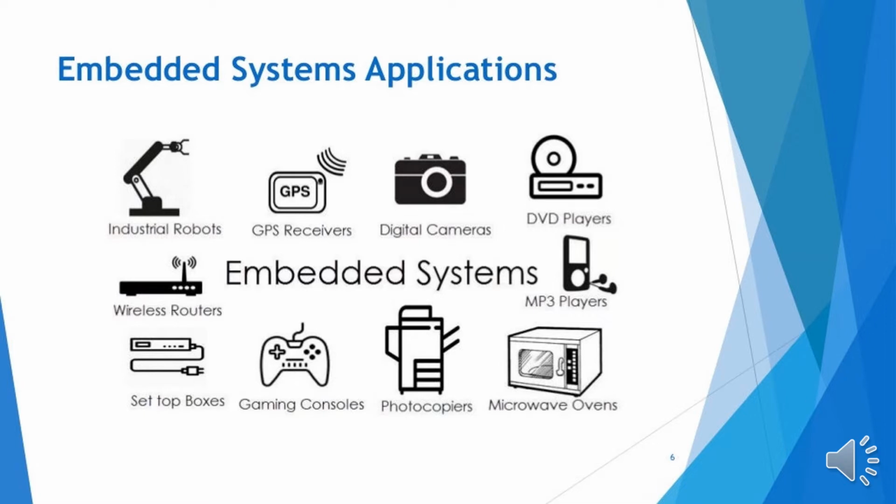So next, let's see some real-time examples as well as the applications. First, coming to the real-time applications based on industrial robots and then GPS receivers. These are a few examples of embedded system applications. You can see digital cameras and DVD players, which are used in our real-time applications, as well as the wireless router, which is a very good example of an embedded application, as well as MP3 players, set-top boxes, gaming consoles, photocopiers and microwave ovens. These are very good examples of embedded system applications.